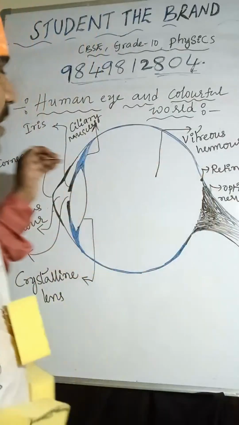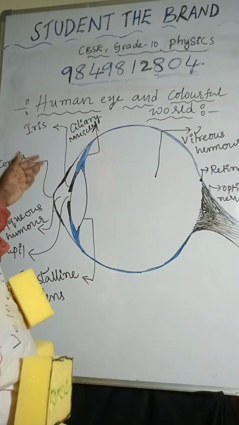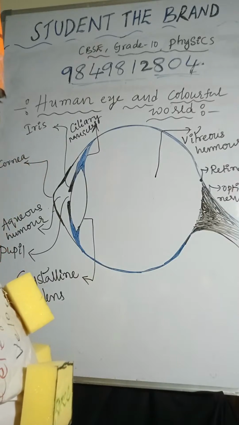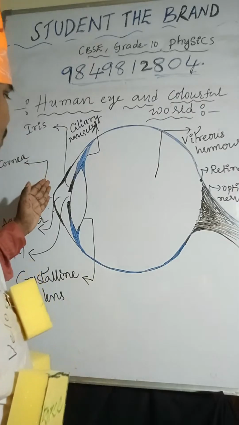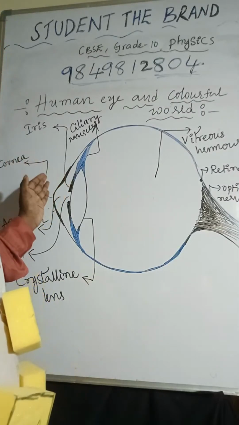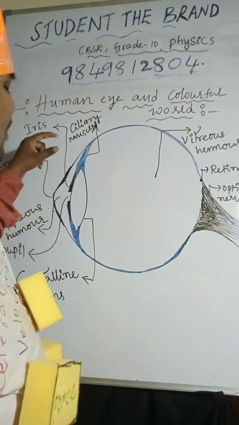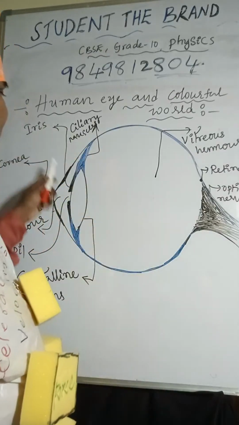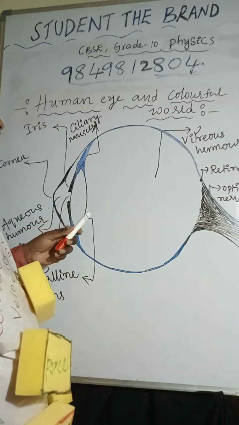Once again, we'll discuss: the cornea is the protective layer of the eye, and most of the refraction takes place at the cornea. Aqueous humor is a jelly type liquid present between the cornea and the eye lens, and it provides sufficient blood and nutrition to the central cornea. The iris is a dark muscular diaphragm which controls the size of the pupil. The pupil will control and regulate the amount of light entering into the eye.